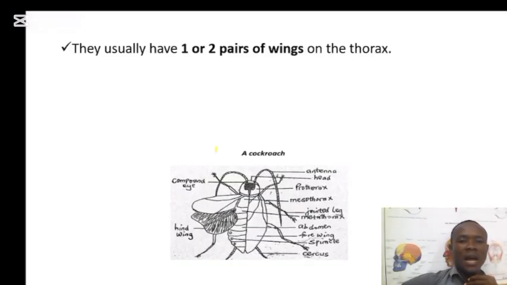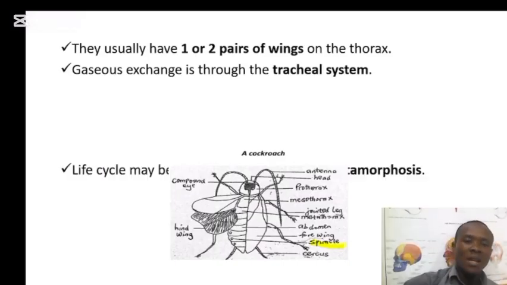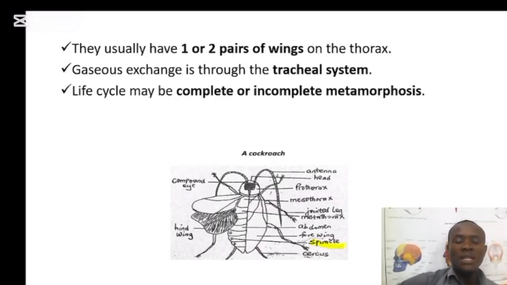Next, they usually have 1 or 2 pairs of wings on the thorax for flight. Some of them do not have wings, but those that have wings can have 1 or 2 pairs of it on the thorax for flight. And they use their tracheal system, which is connected to the outside by what we call the spiracle, which is here, for respiration. Next, they undergo what we call metamorphosis, which can be complete or incomplete.